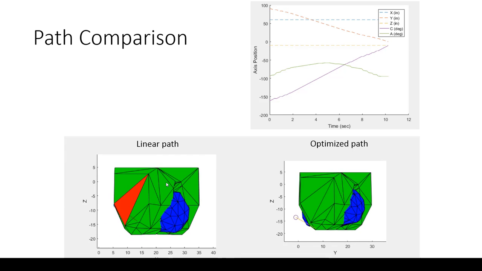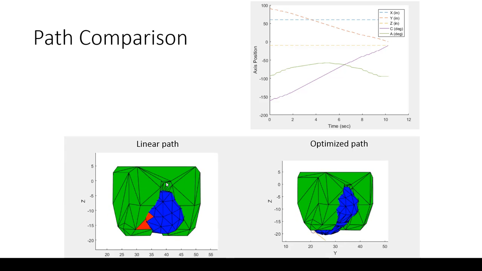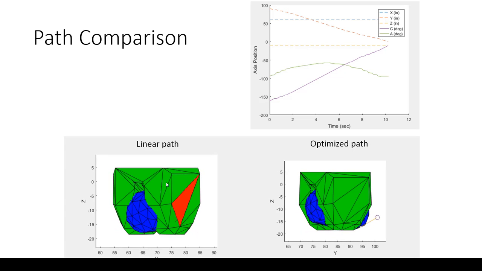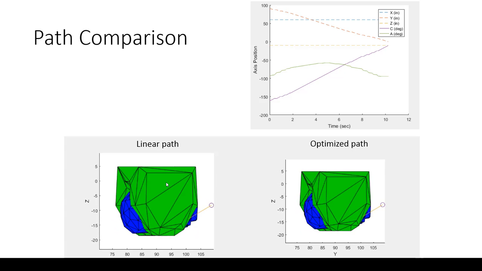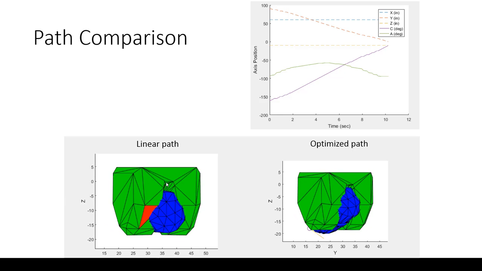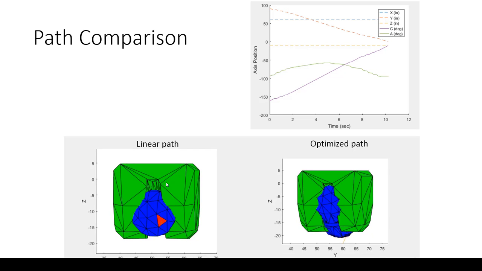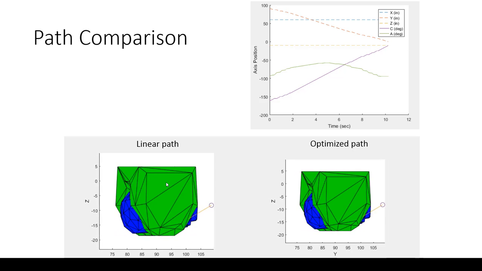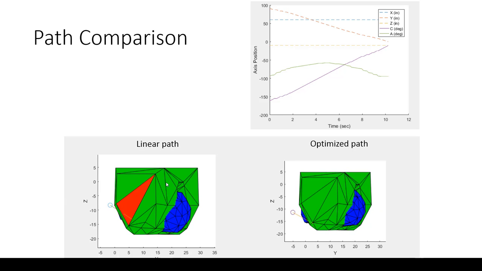And just to sum it up, here's a path comparison, a linear path on the left. You can see all the collisions shown in red, and then the optimized path on the bottom right. And on the top you can see the axis position as a function of time. So it took 10 seconds for the optimized path. That's it. Thank you.